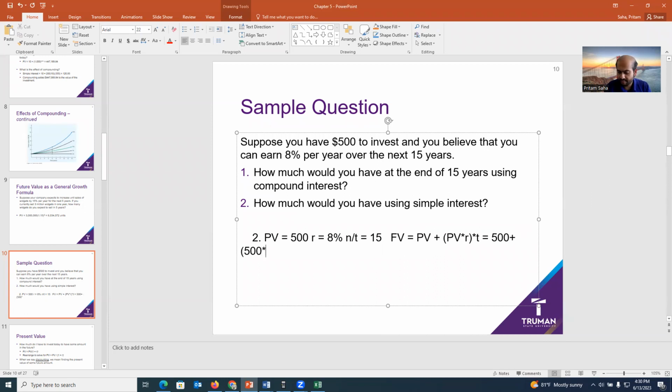So basically 500 plus 500 times 0.08 times 15. You see that the difference is around $486. So this is problem 2. If you look carefully, it's present value plus interest earned only on the initial investment. This is the interest for 1 year, times 15, the number of years. Make sense?